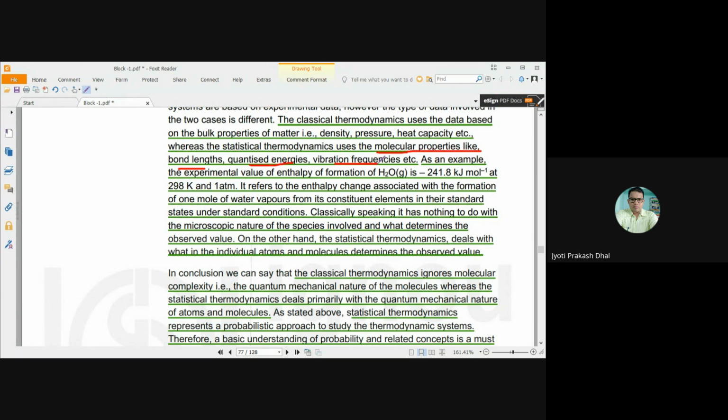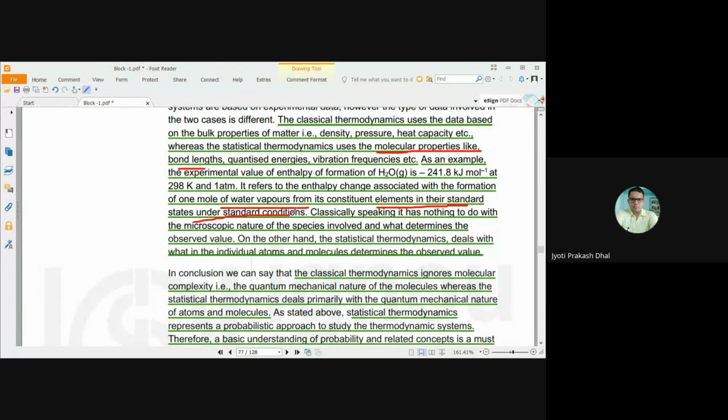For example, the experimental value of enthalpy of formation of water is minus 241.8 kilojoule per mole at 25 degrees Celsius and 1 atmospheric pressure. Now it refers to the enthalpy change associated with formation of 1 mole of water vapor from its constituent elements in their standard state under standard condition.